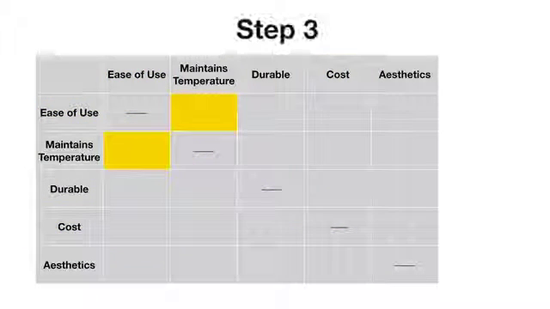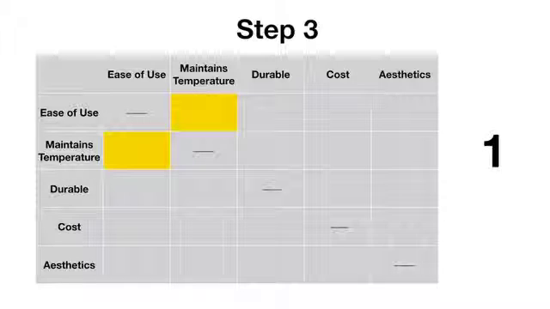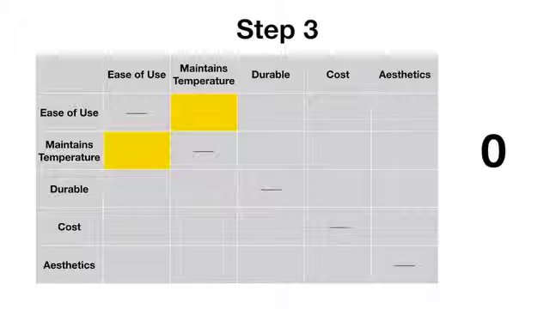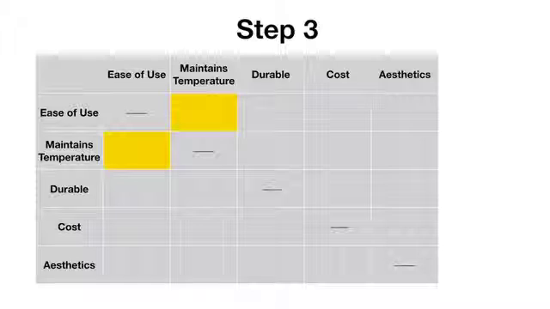So step 3 is to move through the whole chart and compare 2 objectives at a time to determine which one is more important. Here we'll score a 1 in the row for the objective that is more important and a 0 in the row for the objective that is less important. So first, looking at the chart, you'll notice that objective pairs intersect twice in the chart. So let's first look at ease of use and maintained temperature. Here, ease of use and maintained temperature intersect in 2 different boxes as shown.